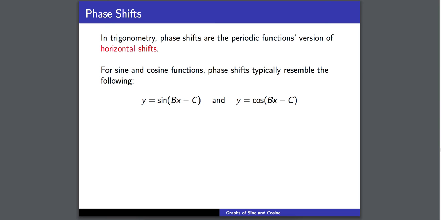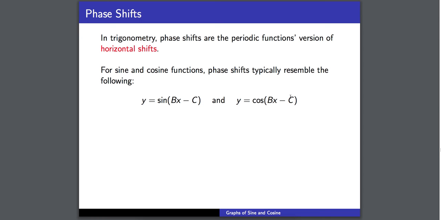And with sine and cosine, we typically like to throw in period changes as well. So that's where you'll see the b here as well. So for sine and cosine functions, phase shifts are typically going to resemble the following: sine or cosine of bx minus c, or maybe sine or cosine of bx plus c. And again, the b out in front of x is a period change, but when you add or subtract inside parentheses for the function, that's going to mean a phase shift.